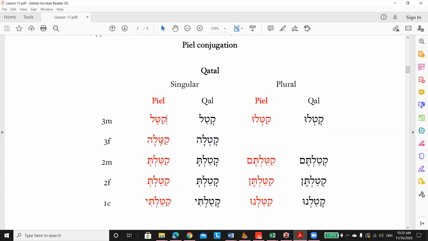Remember that this is dagesh forte, that is why it is doubled and shewa is pronounced. Qittel, qittela, qittalta, qittalt, qittalti. So it means he killed, she killed, you masculine killed, you feminine killed, and I killed. And the same in the plural: qittelu, qittaltem, qittalten, qittalnu.